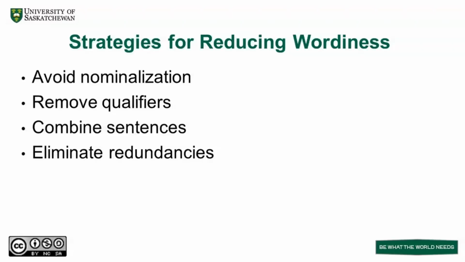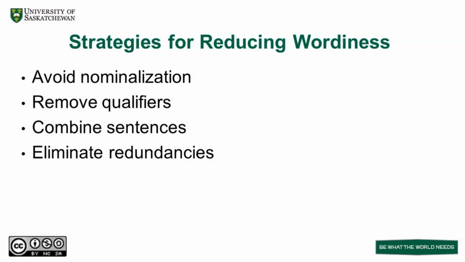So fortunately, we have multiple strategies that we can make use of when we want to reduce wordiness. So we can be very intentional in addressing this in our writing if this is something that we know is a characteristic of how we are presenting our documents. So our strategies include avoiding nominalization, removing qualifiers, combining sentences, and eliminating redundancies. And we already saw a trend in how many of you approached that opening activity where we saw some of those redundancies being eliminated.